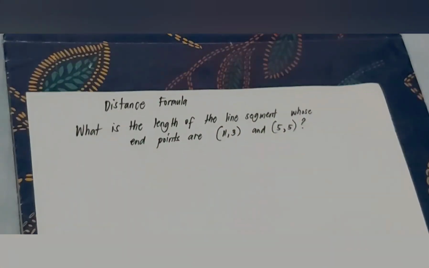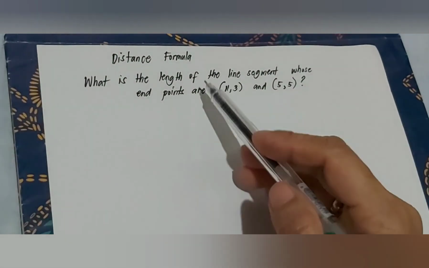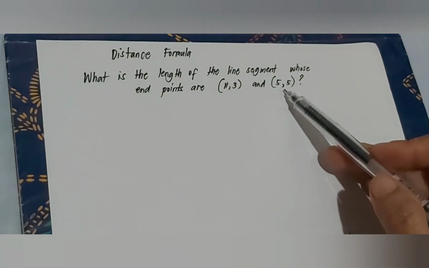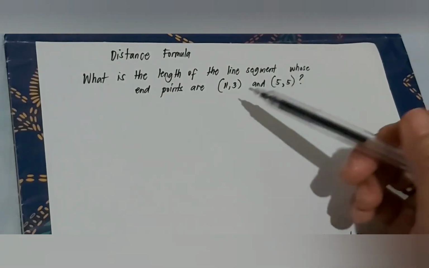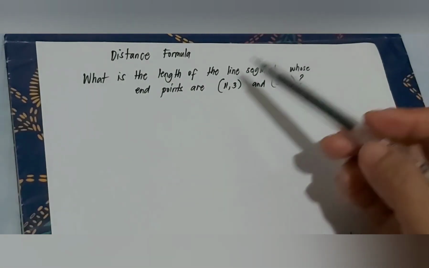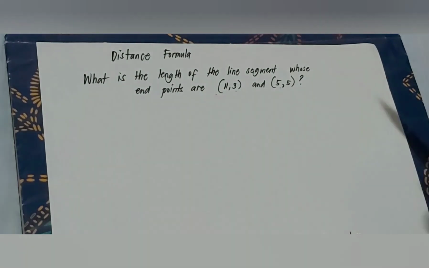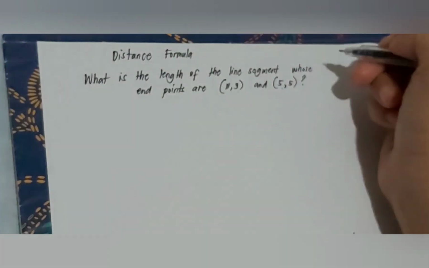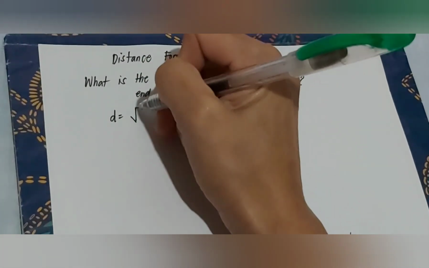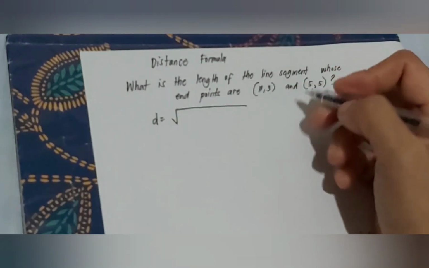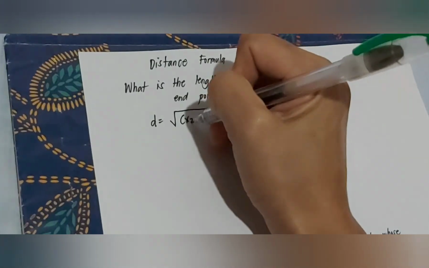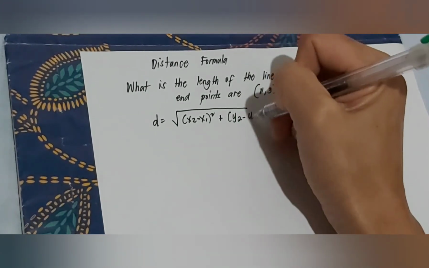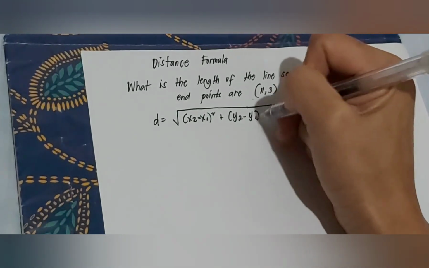Example number 2. What is the length of the line segment whose endpoints are 11, 3, and 5, 5? So, hindi siya vertically aligned, hindi siya horizontally aligned, kasi hindi pareho ang x, hindi rin pareho ang y. So, let us use the distance formula. So, the distance formula is the square root of x sub 2 minus x sub 1 squared plus y sub 2 minus y sub 1 squared.